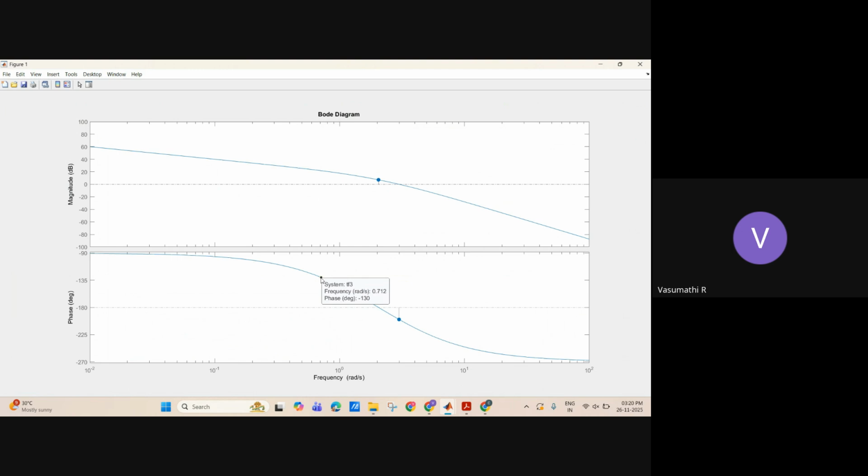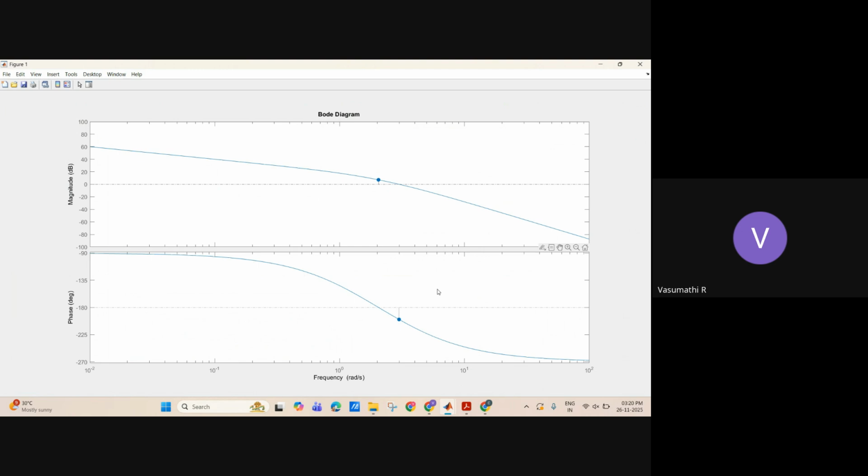The frequency at which the phase is minus 130 is 0.712 radians per second. So that is your new gain crossover frequency for a minimum of 50-degree margin. If your margin is 50 degrees, this point will be shifted here. So the new gain crossover frequency will be 0.712. That's the problem. See, that's how easy it is to design a compensator in MATLAB.